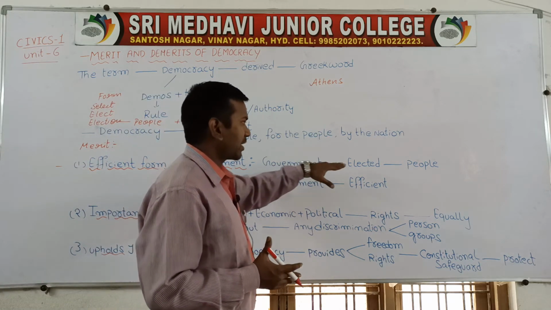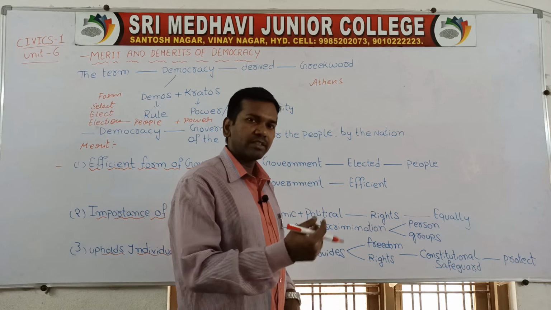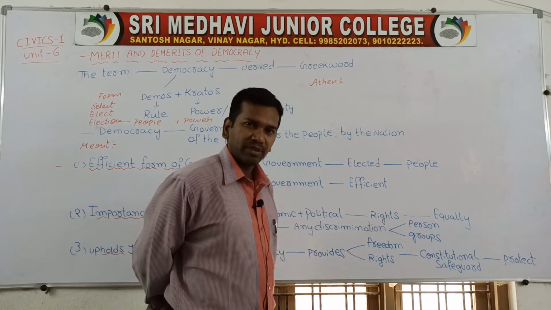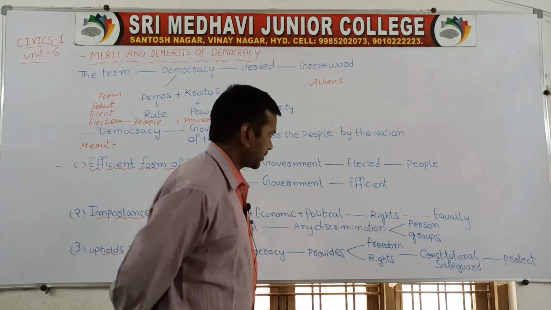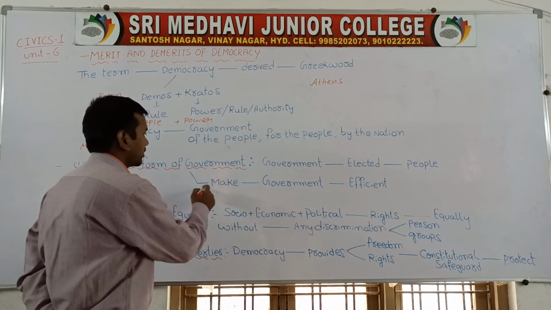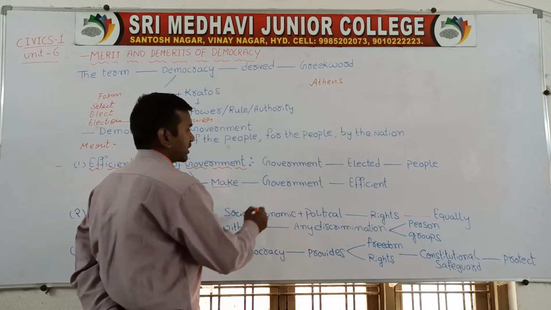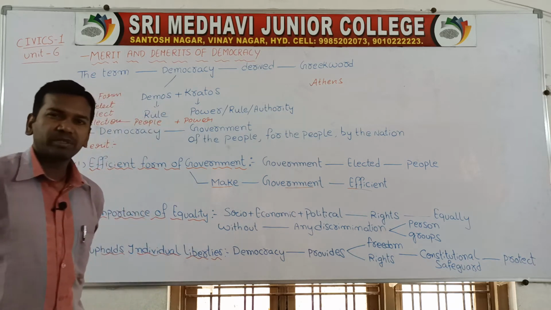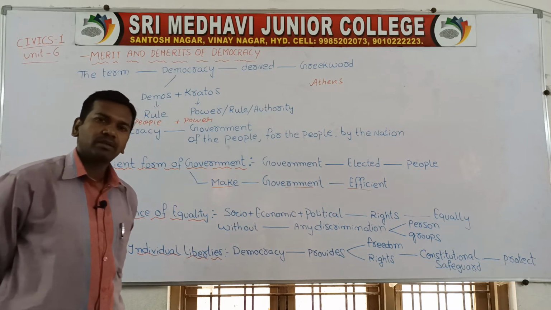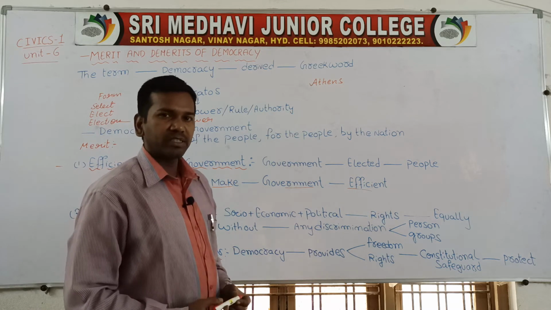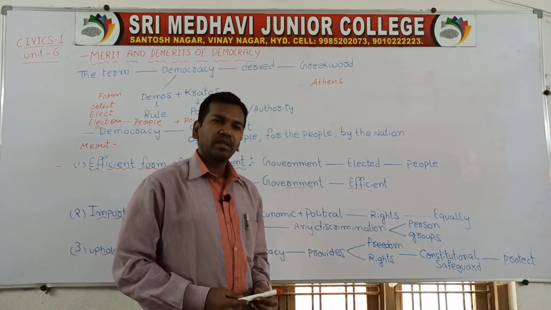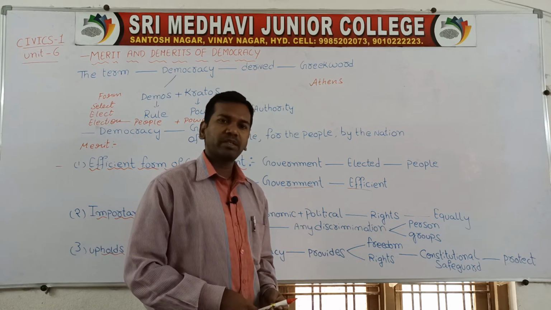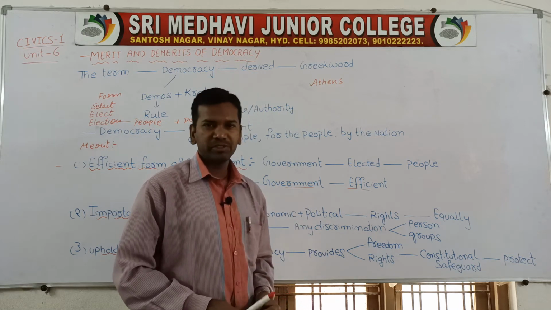So the government is mainly elected by the people. People are electing the government through elections. When the elections are conducted every 5 years, in these 5 years the people are electing the government. Now here, sometimes the people will make the government very efficient. How can the people make the government more efficient? If the people find the government is efficient, again they will select the government, or else the people have a right to reject the government. In the next election the people have the right to reject the government. So people alone can make the government more efficient.